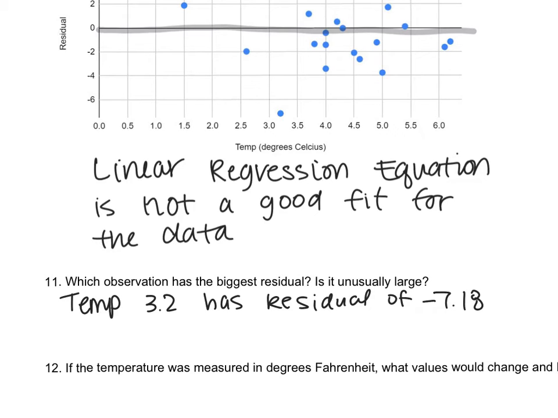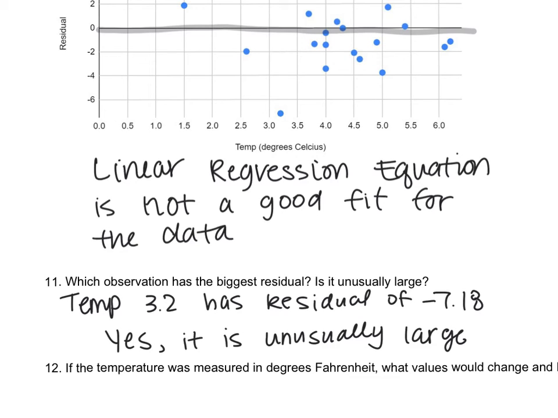So do a lot of other residuals fall close to 7? Do most of them fall shorter than that? And if I'm looking at 3.2, -7.18, there's not a lot of values that come close to that. So I would say, yes, it is unusually large. Most of our residuals fall between 1 and 4.